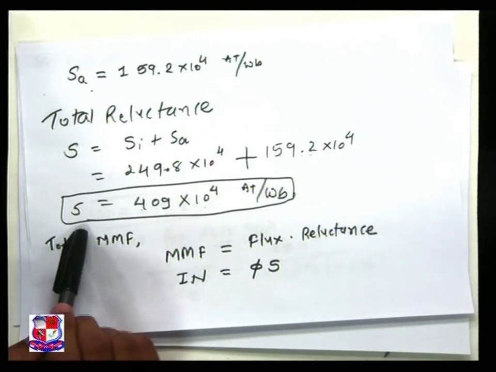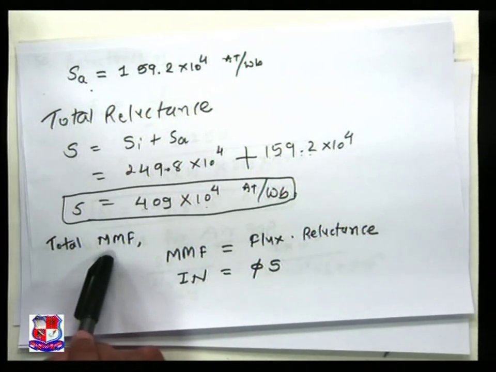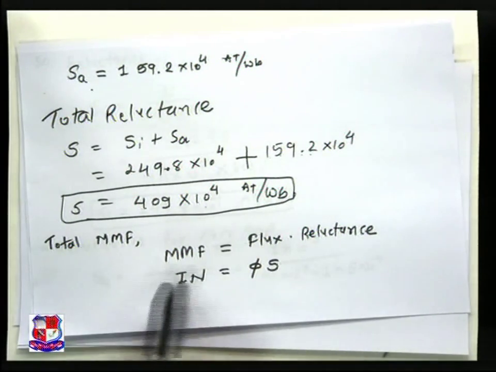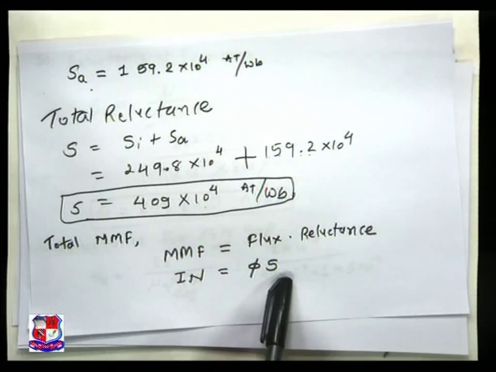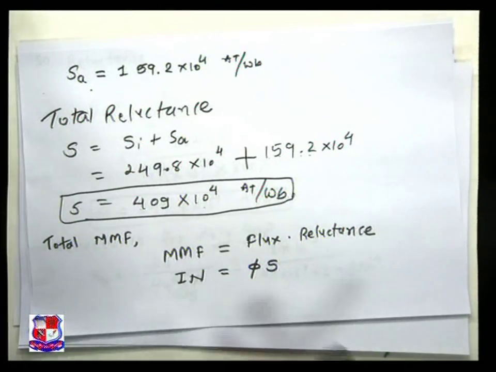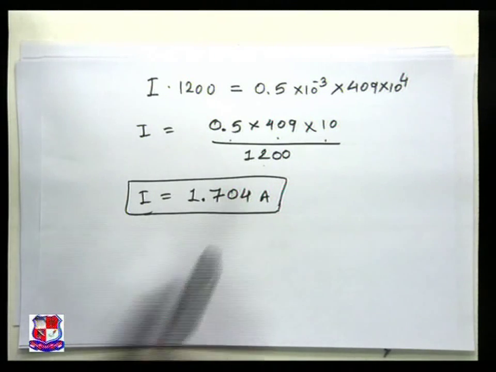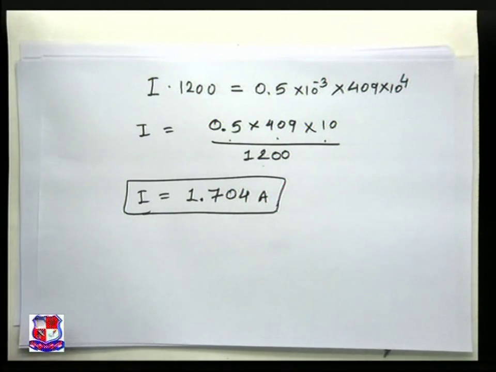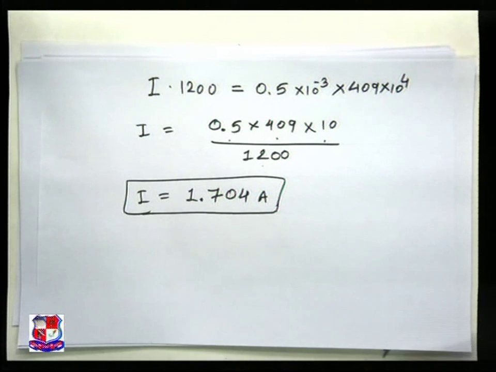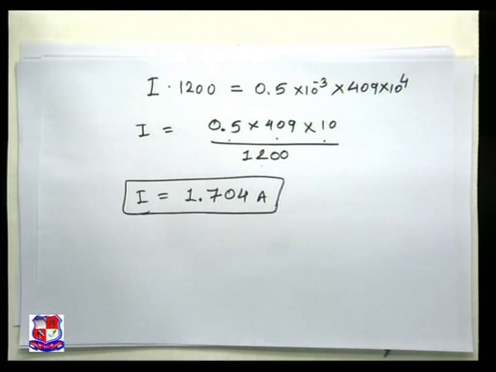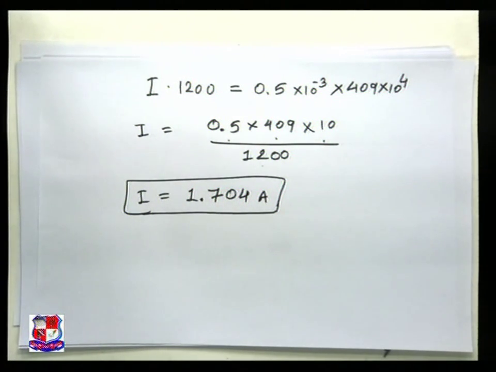When we find the total reluctance, go for the equation of MMF. MMF equal to flux into reluctance, I N equal to phi into S. Now put the three values, we get the answer of I. So I is 1.704 ampere. So this way we can find out the value of current. Okay, now next question.